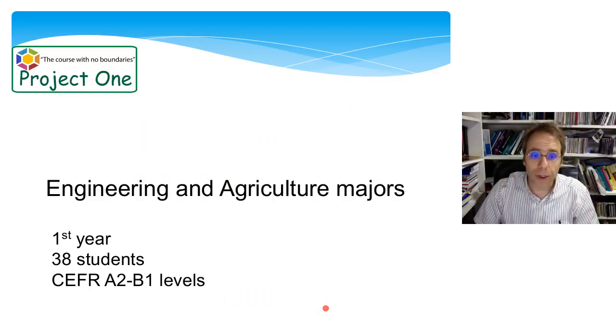In this course, we have engineering and agriculture majors. They're all first-year students. And there are 38 students total, and the CEFR levels for these students are between A2 and B1, so they're not that high. The TOEIC score, I guess, would be around 400.